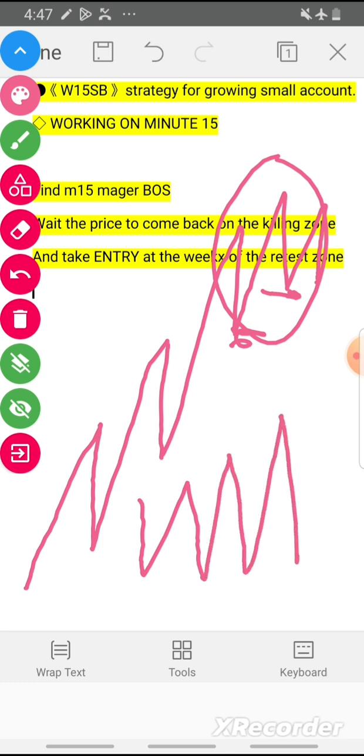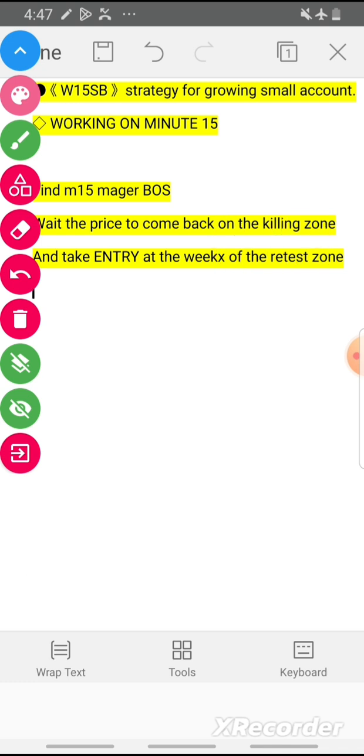Are you getting the point? Don't consider this. You wait for a clear chart so that you can take your entries. So that is a buy. So let us look for the sell. It is the same thing.